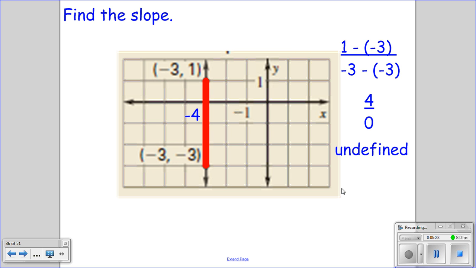When you look at the graph itself, and we have the rise over the run, the rise is a -4 or a +4. It doesn't matter in terms of the order. The run, we're not going left or right at all. That's why the denominator is 0. Please notice a vertical line always has a slope that is undefined.